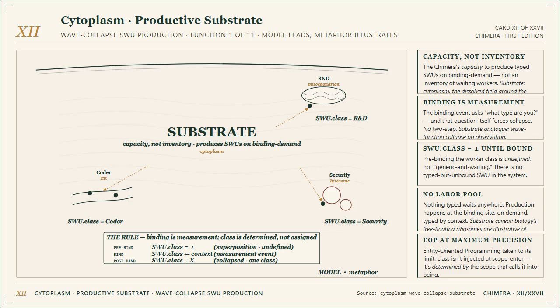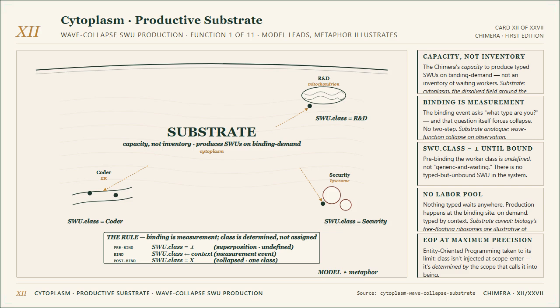The class labels tell you what just happened. At the R&D binding site, the SWU carries SWU.class equals R&D. At the coder binding site, SWU.class equals coder. At the security binding site, SWU.class equals security. Same primitive, 3 different classes determined entirely by where it is bound.